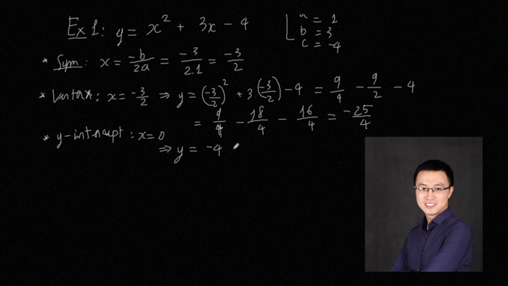So the point here is 0 and minus 4, and the point of the vertex is minus 3 over 2 and minus 25 over 4. And we continue with the x-axis.